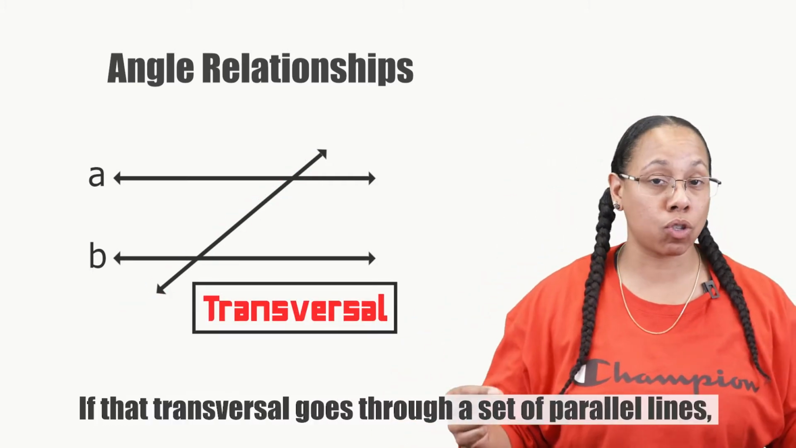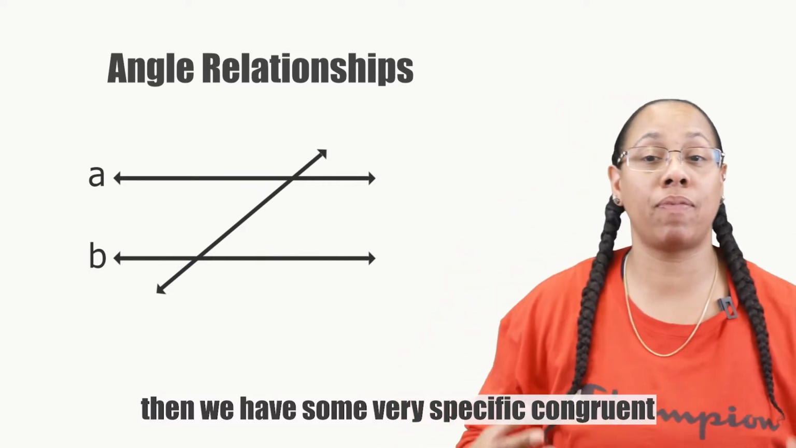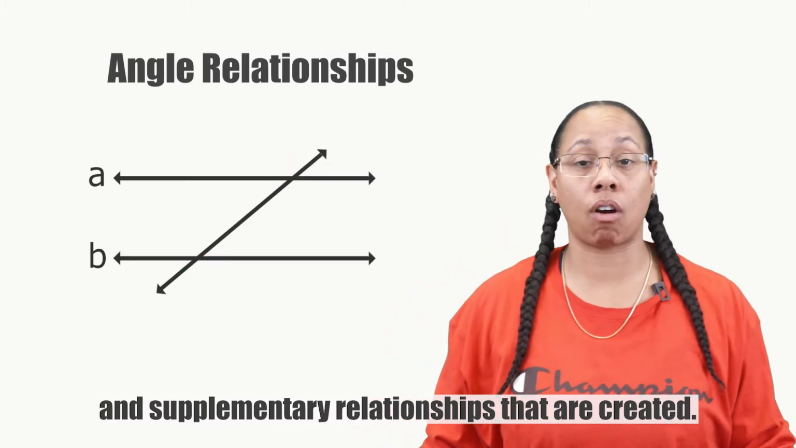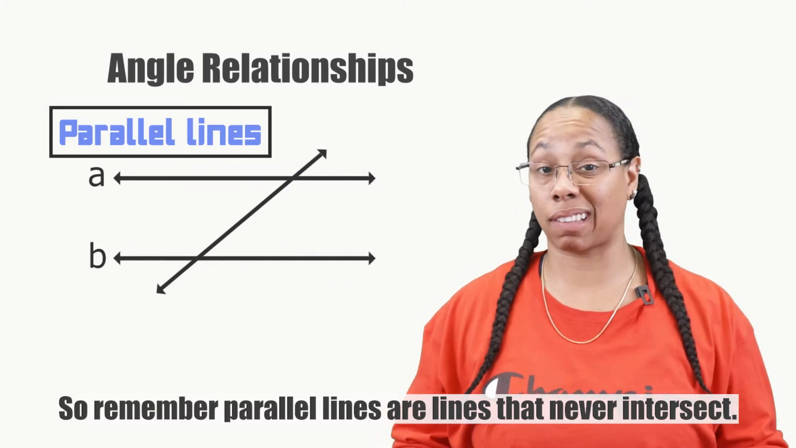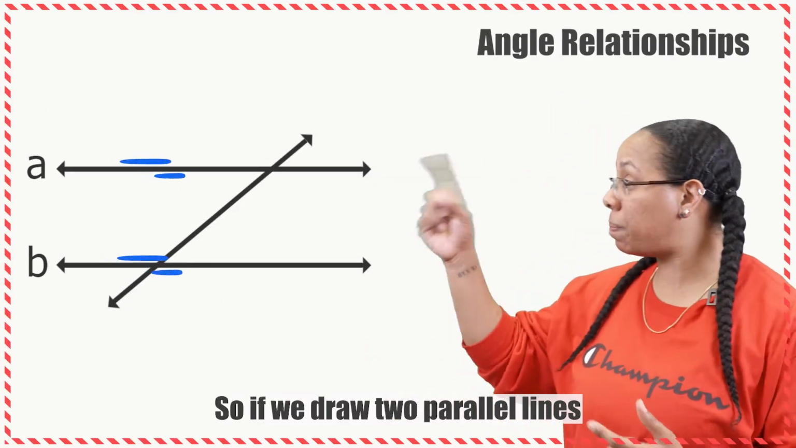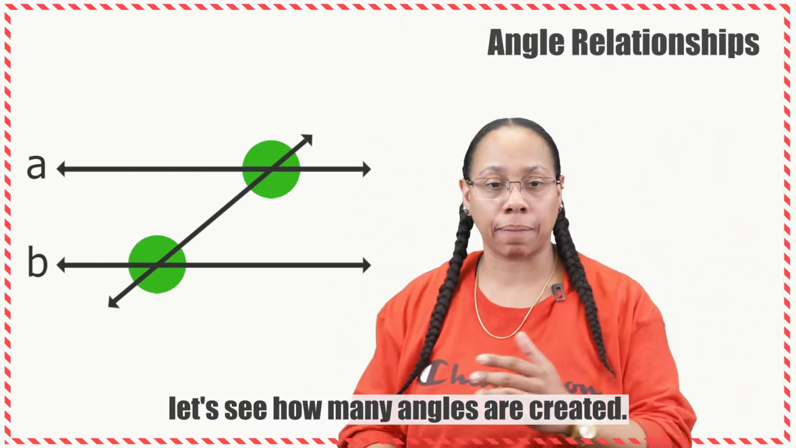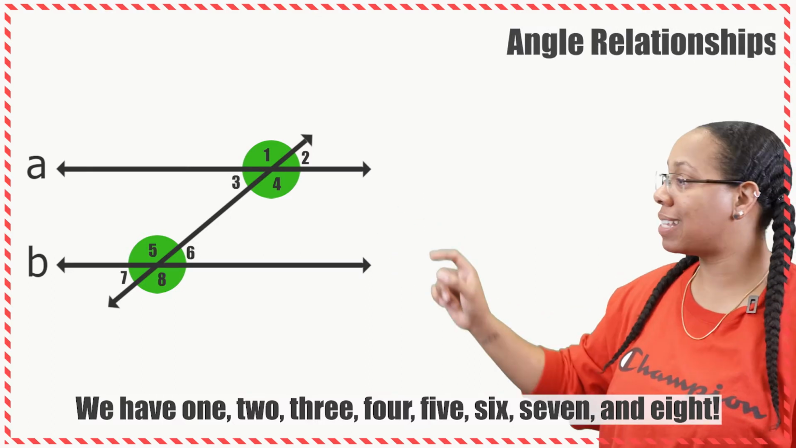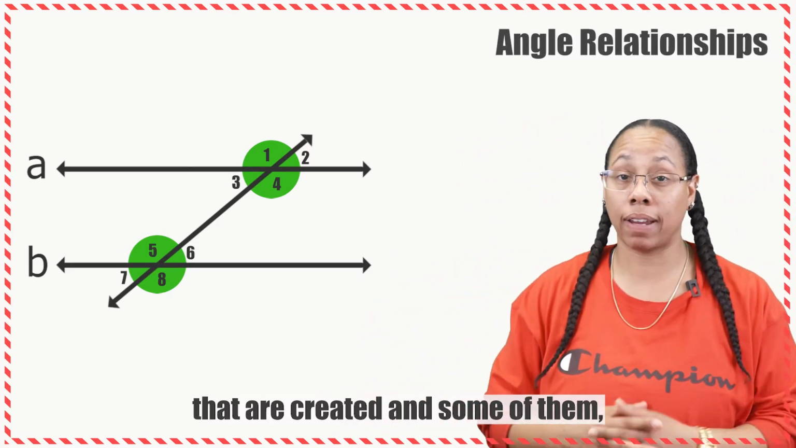If that transversal goes through a set of parallel lines, then we have some very specific congruent and supplementary relationships that are created. So remember, parallel lines are lines that never intersect, they never touch, right? So if we draw two parallel lines and then a transversal that goes through them, let's see how many angles are created. Well, we'll count them. We have 1, 2, 3, 4, 5, 6, 7, and 8. We have 8 individual angles that are created.